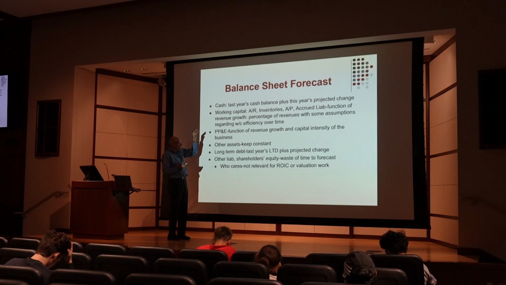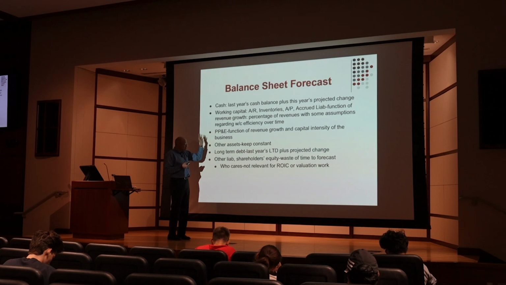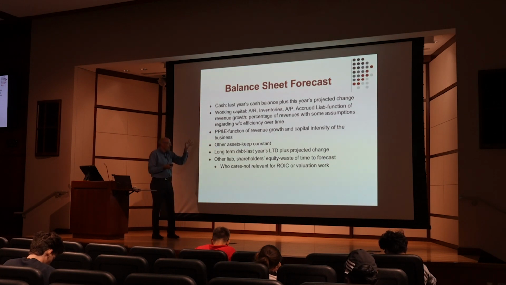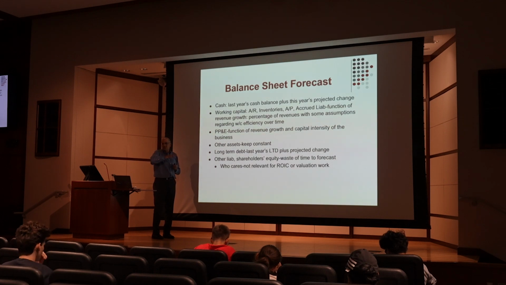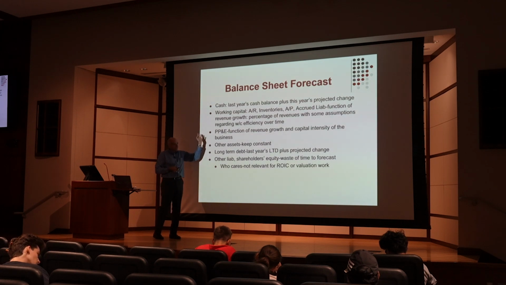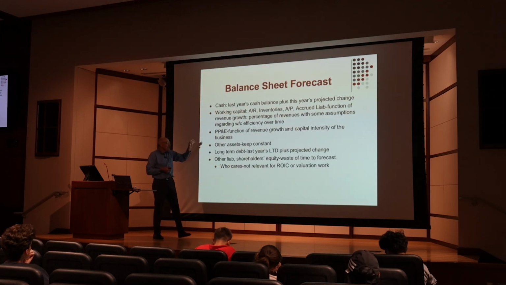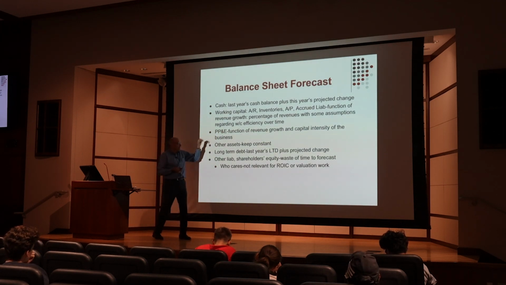PP&E: if the company is growing, chances are you need to grow PP&E in line with revenue growth. So if you were to model Tesla, chances are if you think they're going to continue to sell more EVs, you've got to grow PP&E in line with it, right? And it's also a function of the capital intensity of the business. I always keep other assets constant.